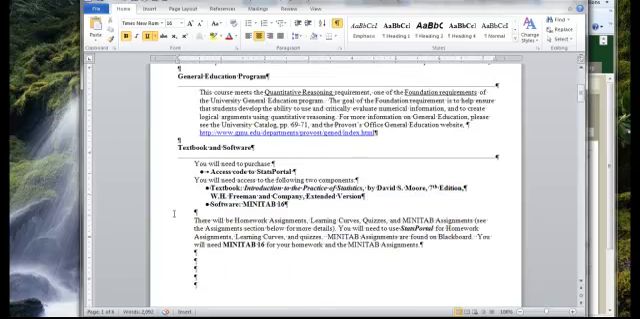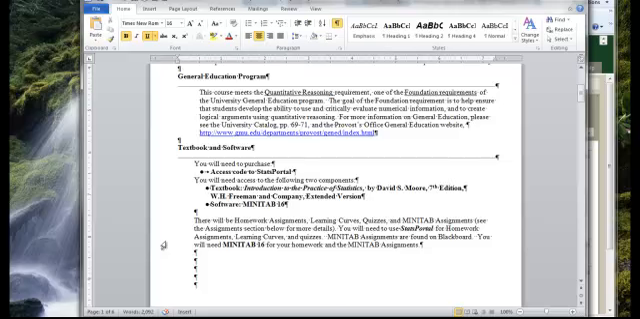Once again, you're going to see the textbook and software that you need, that we've gone over in many different places. Basically, Introduction to the Practice of Statistics by David Moore. It's the 7th edition, extended version. You're going to need Minitab 16. With the textbook, you're going to have access to the Stat Portal, which is the companion website to the book.